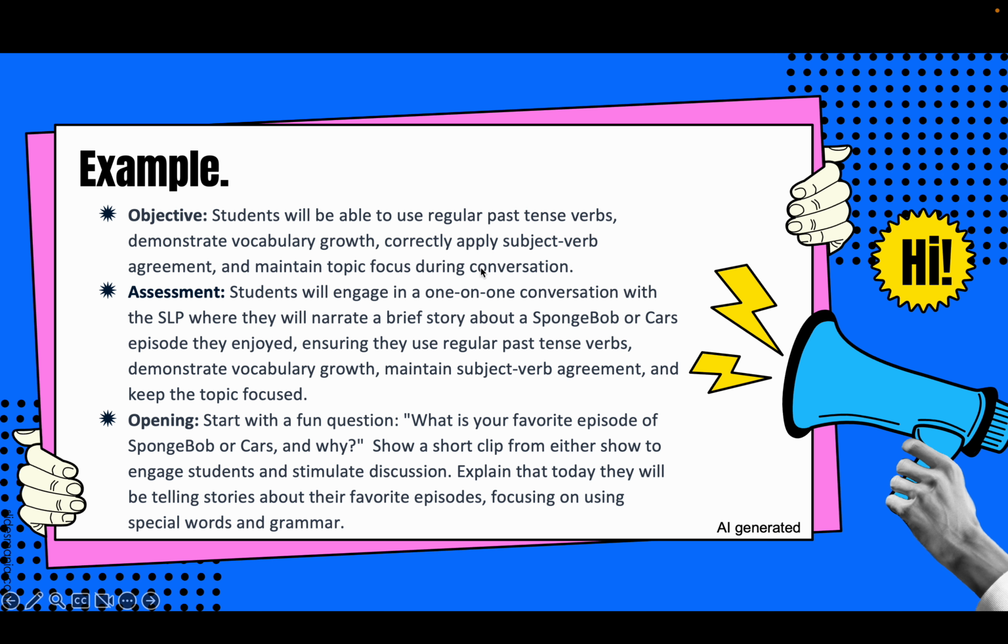So the plan is to have this one-on-one conversation with the SLP where we're going to briefly describe a story about SpongeBob or Cars. So right away you can tell that this particular client likes SpongeBob and they like Cars. So if I want my child to be talking to me and I want them to engage in a conversation with me, it better be about a topic that they like.